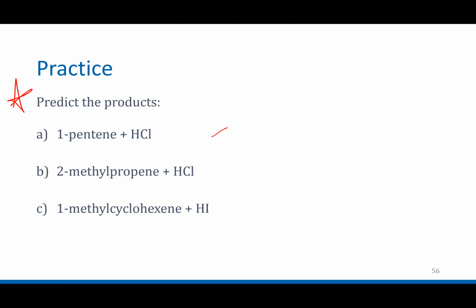So 1-pentene, 1, 2, 3, 4, 5. I'm going to add HCl, and we'll see what our product is. 2-methylpropene. Actually, maybe I'll leave that one for you. Let's try C, and I'll do C as well. So 1-methylcyclohexene.